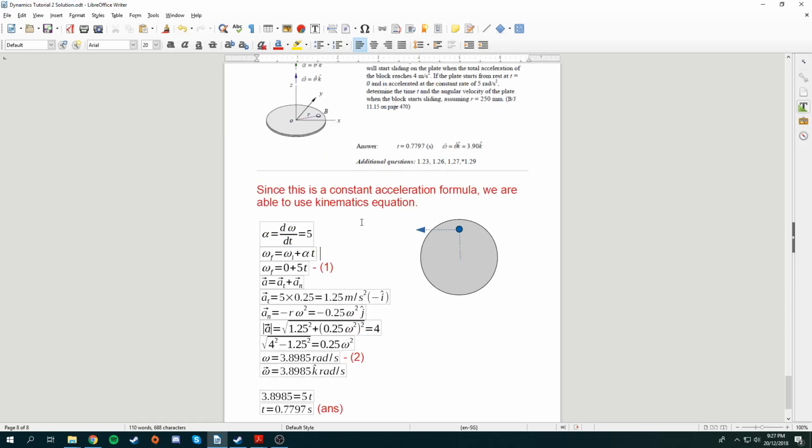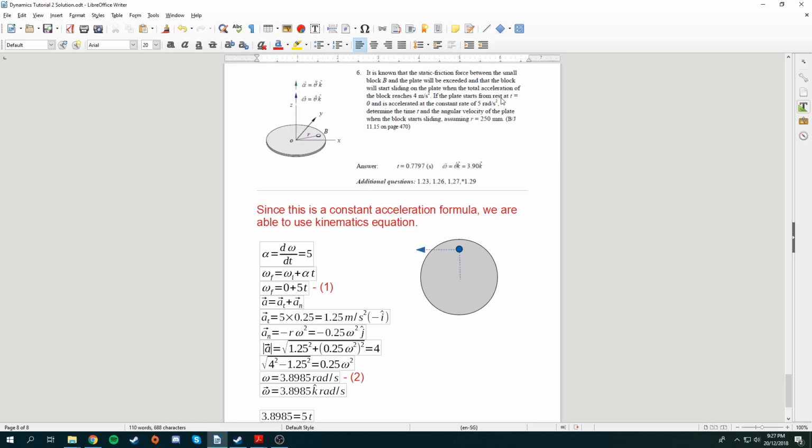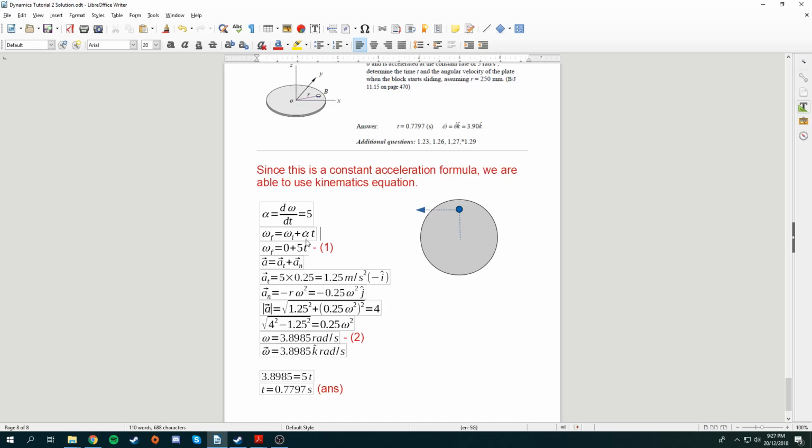Now we write down whatever we have received from the question, so we know that the angular acceleration is 5 and it is constant. And since this is a constant acceleration formula, I am able to use the kinematics equation, which is over here: omega f equals omega initial plus alpha t. I sub in all the values that I have because I know that it starts from rest. That means initially there's no angular velocity, hence omega i is 0. Then I sub 5 into alpha and I get omega final equals 5t. However, I have two unknowns and only one equation. So to solve for these two unknowns, I need one more equation.